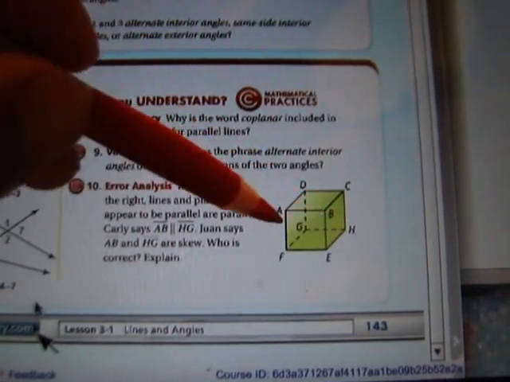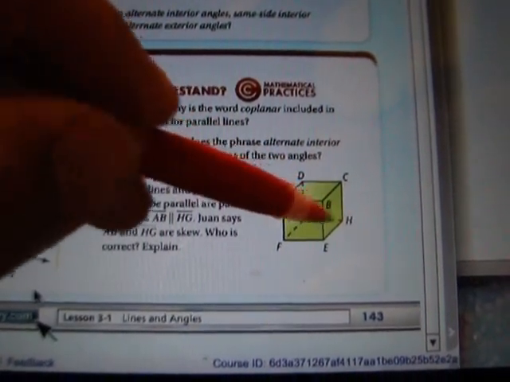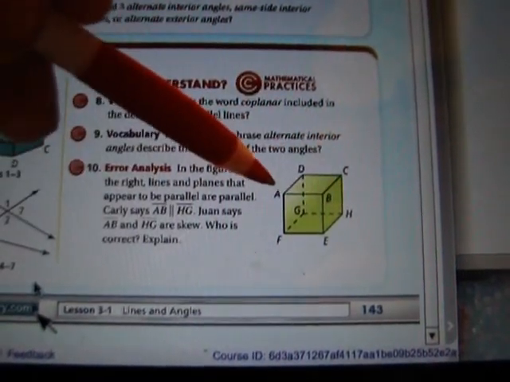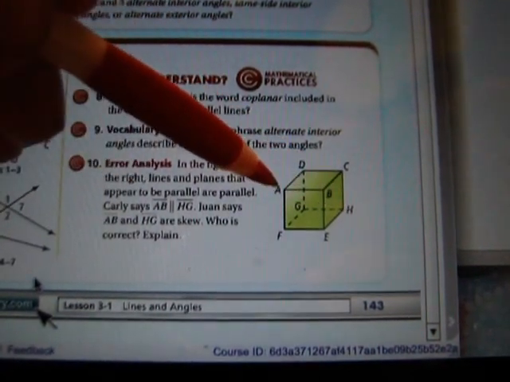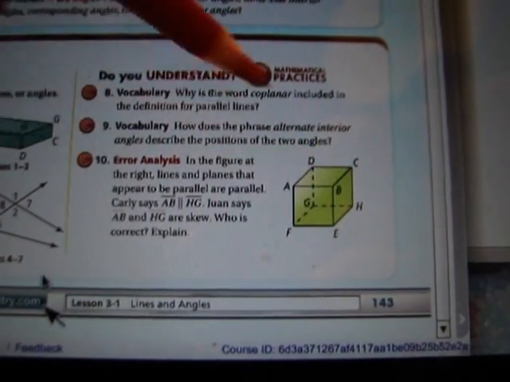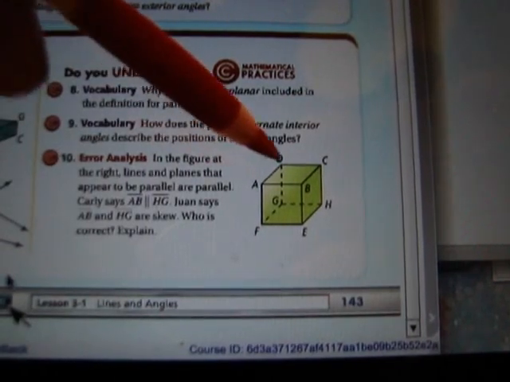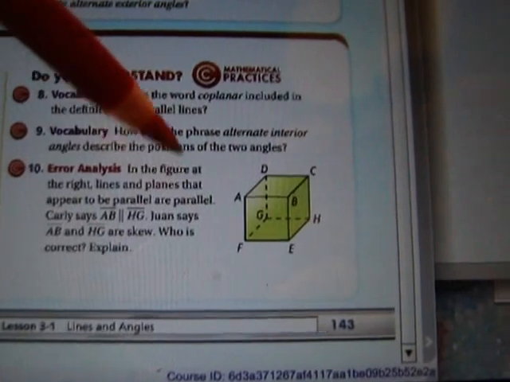Okay, now remember that means they're in the same plane. What you've got to see here is that there's this invisible diagonal plane that they lie on. So it's not one of the planes that's on the cube itself, but it's one that goes diagonally. But as you can see, it's possible to have segments AG and BH making them on the same plane. So Carly's correct. They are actually parallel, just like the top corner of one end of the room and the bottom corner of the other end of the room are also parallel. So Carly is correct. They are parallel.